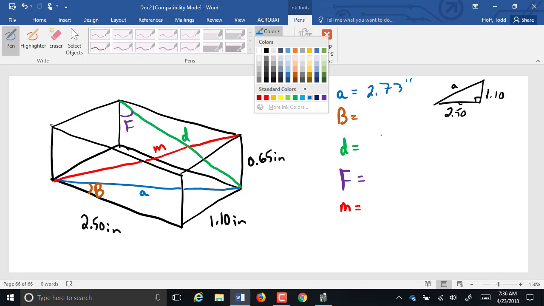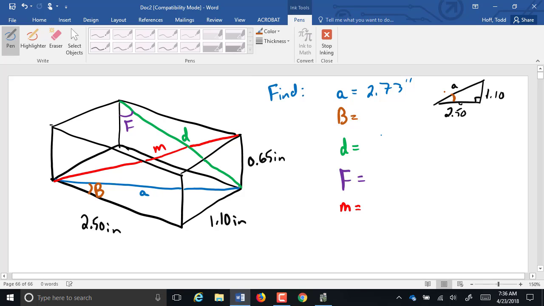Angle B is right there. Now, I could use A, but we just calculated A. So let's try to avoid using it if we don't have to. So how are we gonna find angle B? Perfect. Inverse tangent of 1.1 over 2.5.